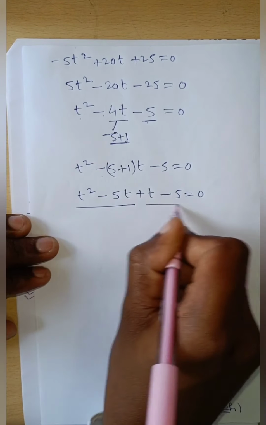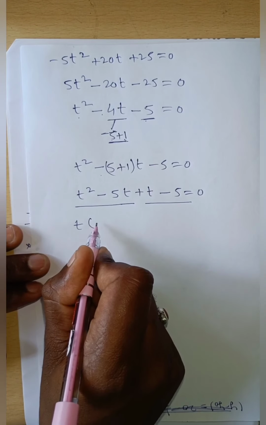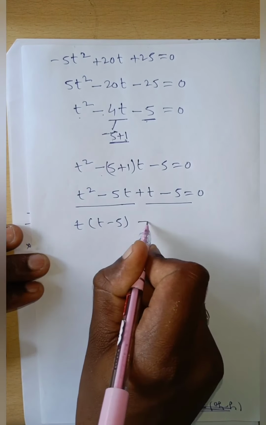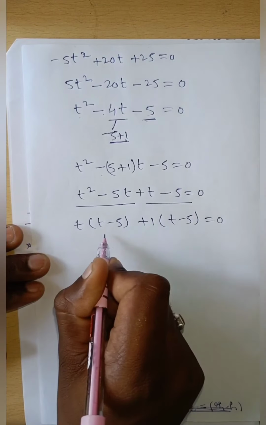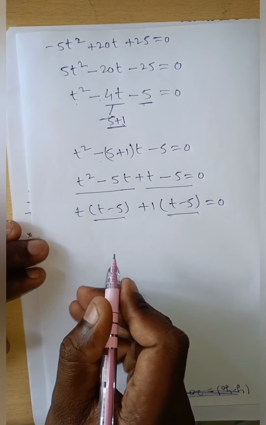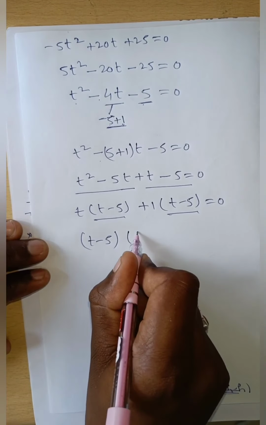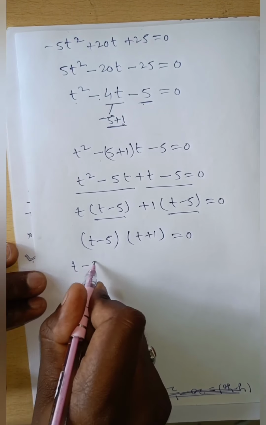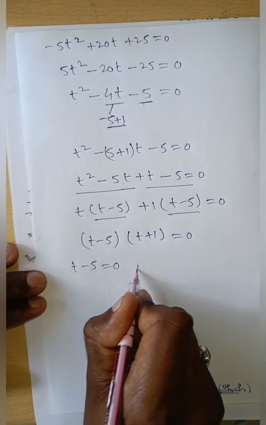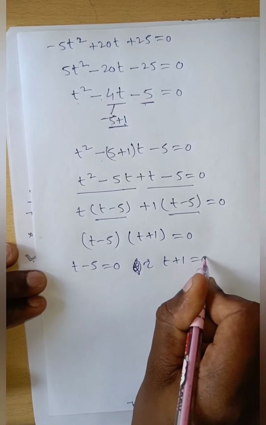Now, from those two terms, we have to take out what is common: t into t minus 5, plus 1 into t minus 5, which is equal to 0. Here t minus 5 is common. Therefore, we take t minus 5 in one bracket and t plus 1, which is equal to 0. Then you know that t minus 5 is equal to 0, or t plus 1 is equal to 0.